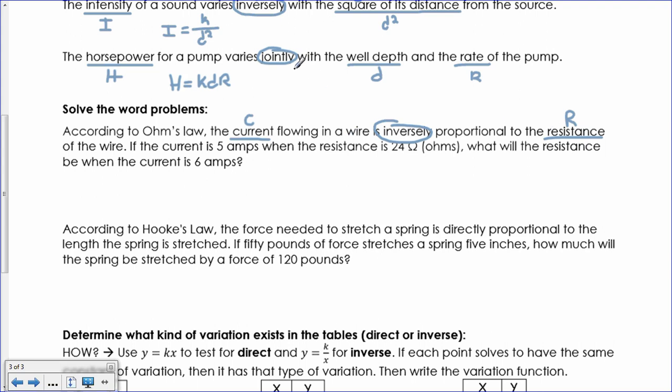All right. So just with the first sentence, I'm going to draw a little line. Just from the beginning to this line, it tells me that I have this equation for the skeleton. C is equal to K divided by R.